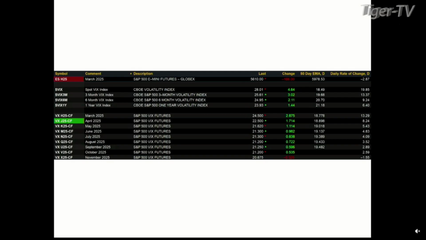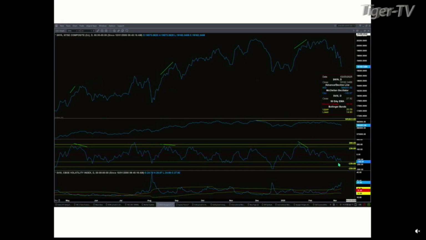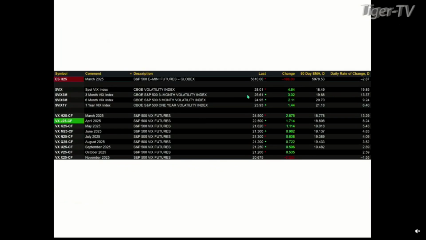Now, as you know, things can change on a dime. But right now, we've got to interpret the charts and the messages based upon the information that's provided to us. We know that we are approaching an oversold market condition using the advanced decline oscillator, at the minus 150 level. So that says, be on your toes. Then we look at the spot VIX index and see that one year out, the spot VIX is trading at 23.93, and we're at 28.01 today.